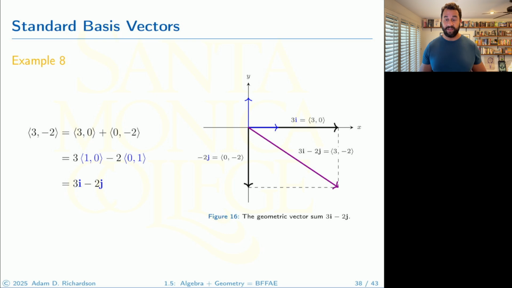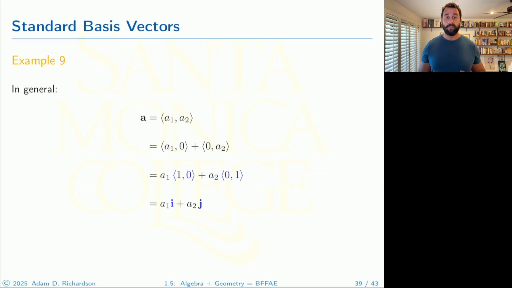You're going to do it a lot in physics, okay? More generally, let's do full generality here. If you've got any vector A, here's how you can decompose it. This is the same process I did before: split it into its component vectors, factor out the scalar, and then you'll be left with i and j.